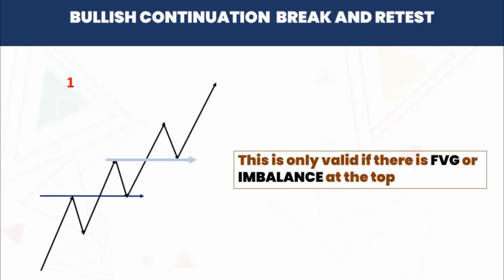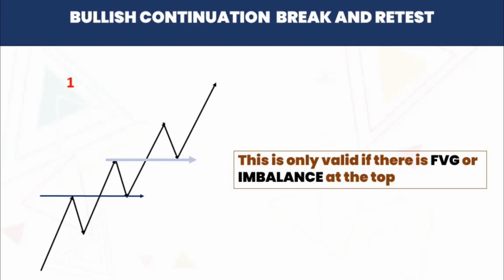But this is only valid if there is a fair value gap or an imbalance at the top. That means you have spotted from the previous price action that there is a fair value gap the market needs to close, or an imbalance in price that the market needs to close at the top. So the market is rallying back to that imbalance or fair value gap. That is the only time you begin to use this strategy. You don't use this strategy at the top. You use it when the trend is beginning and it's going to an imbalance at the top or going to a fair value gap at the top.